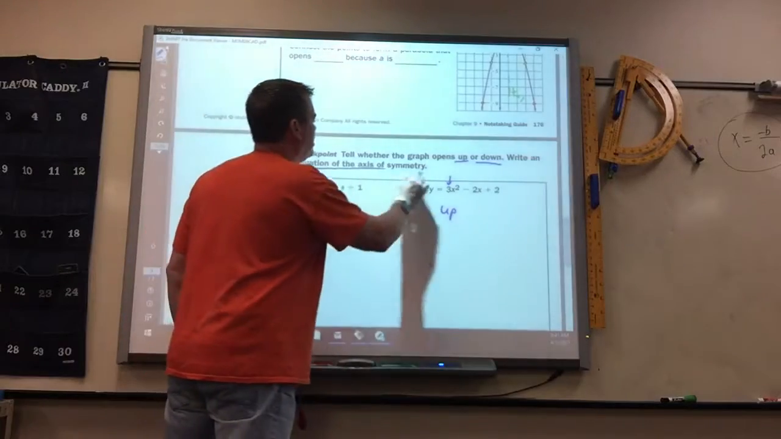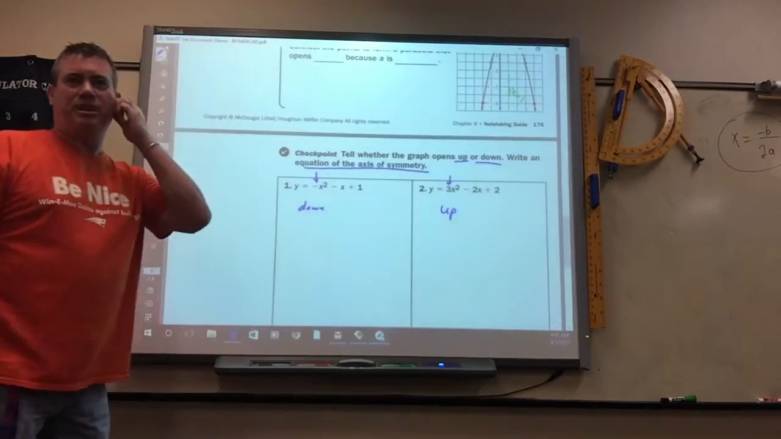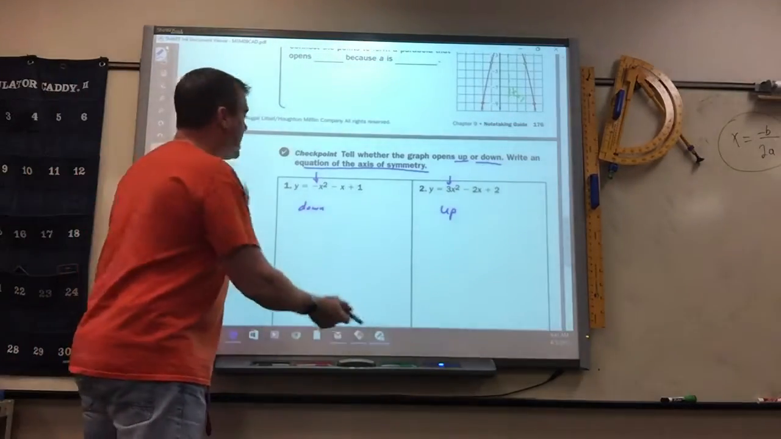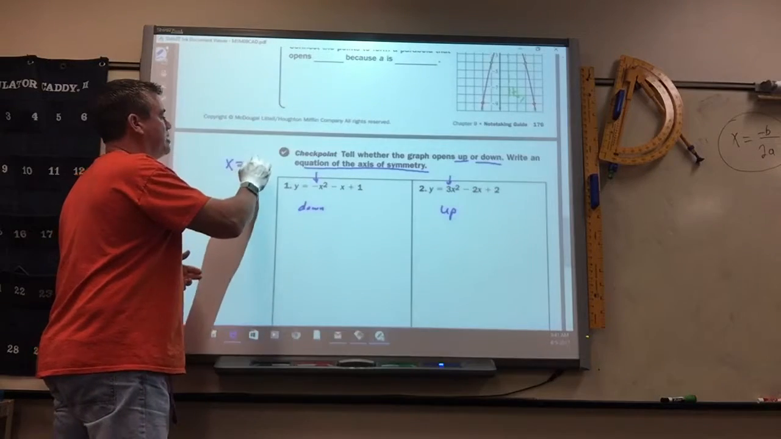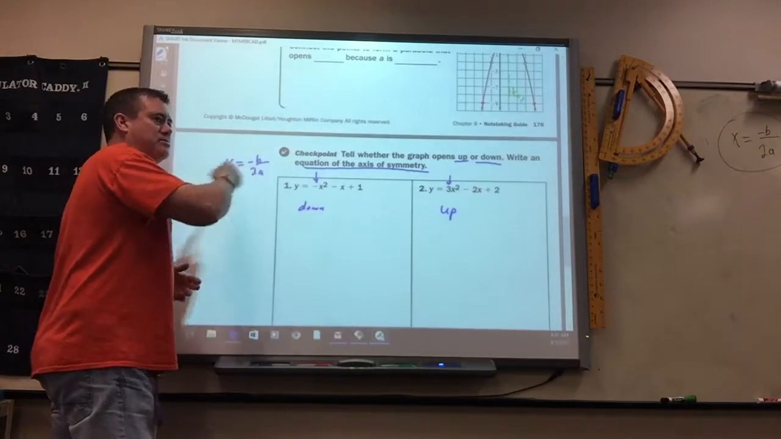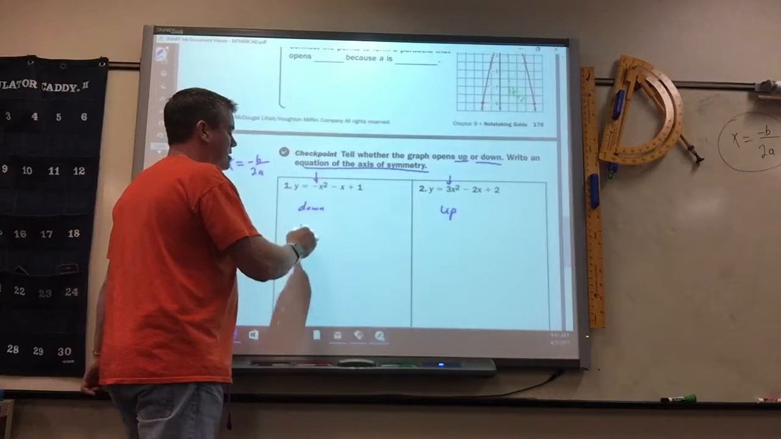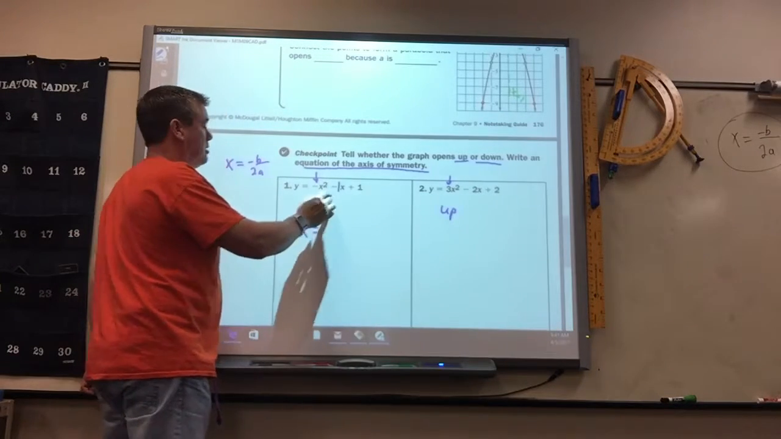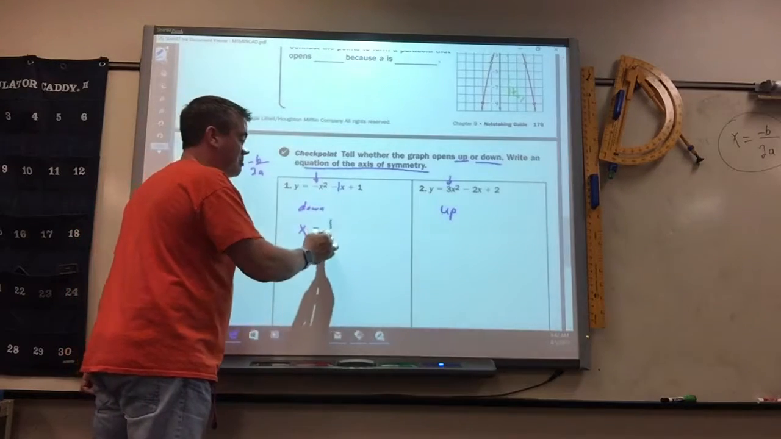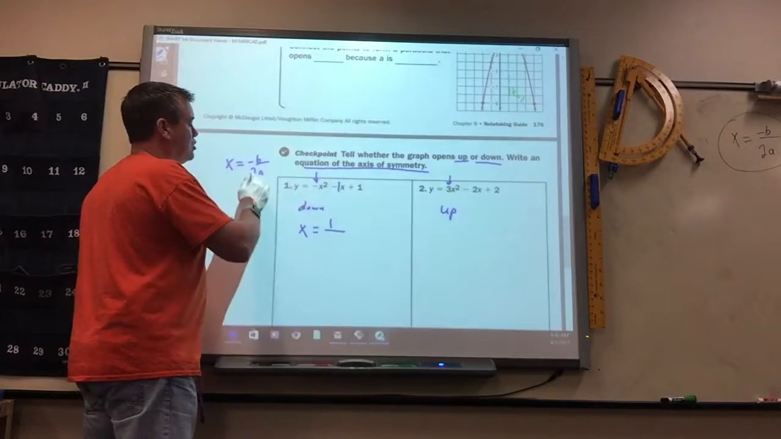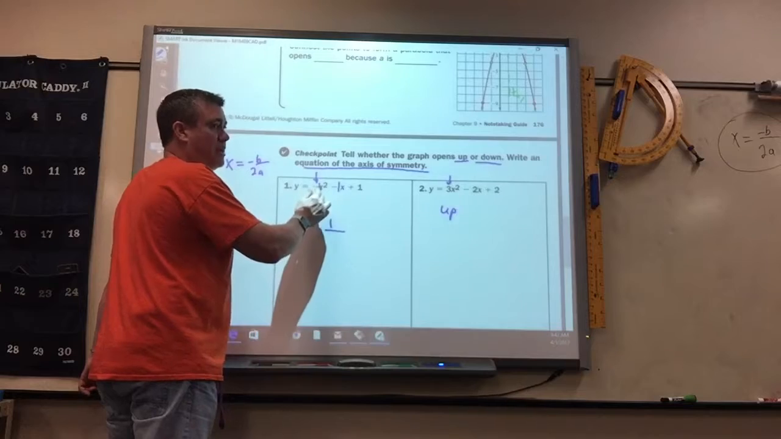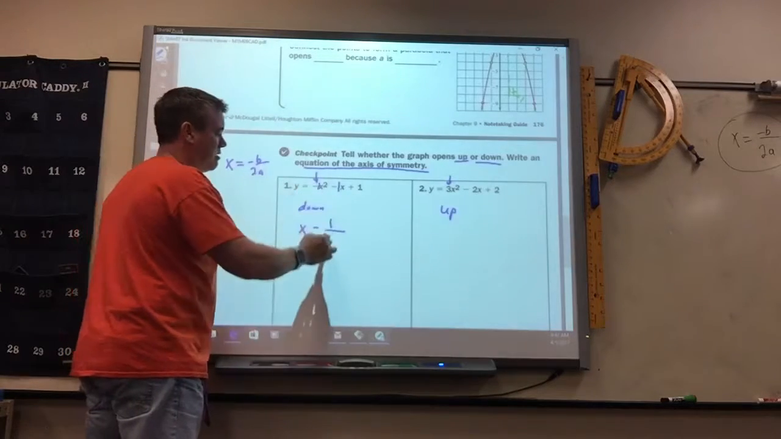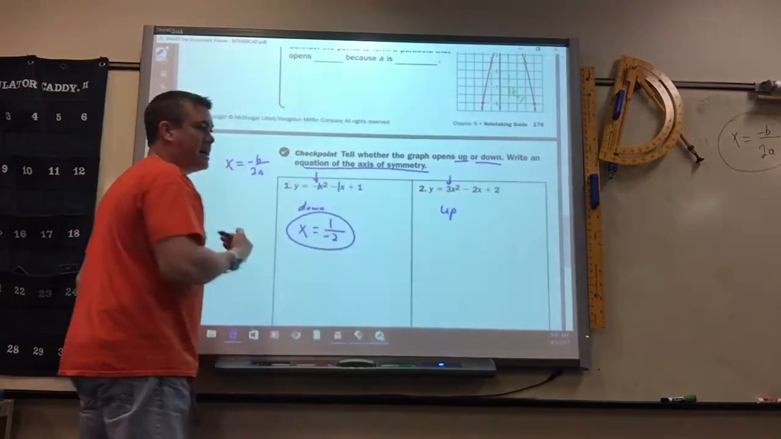Then, to write the equation of the axis of symmetry. When they ask that, all they're asking for is x equals negative b over 2a. That's the equation. So x equals negative b. B would be a negative 1. So negative, negative turns to positive. 2 times a is a negative 1. So 2 times negative 1 is negative 2. So that's the axis of symmetry.